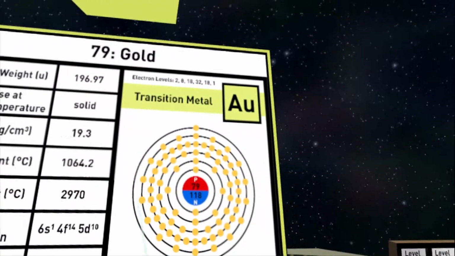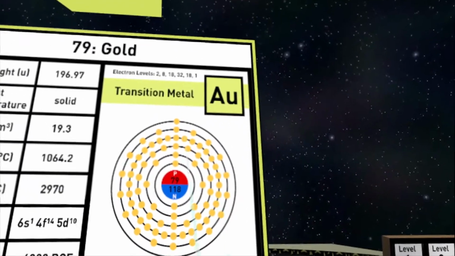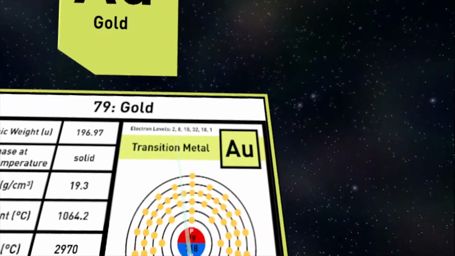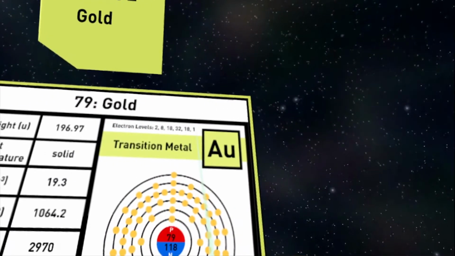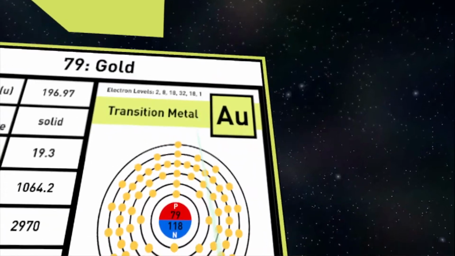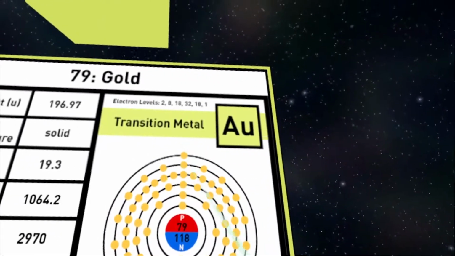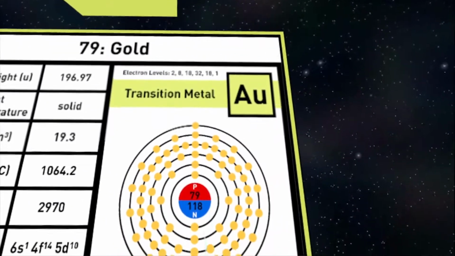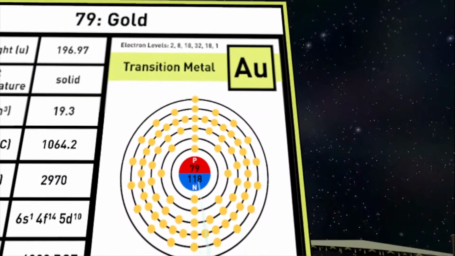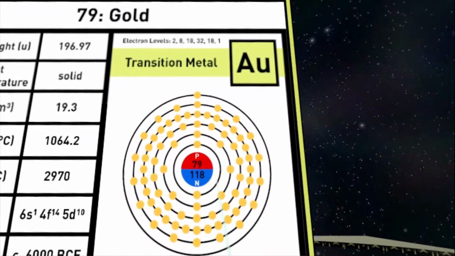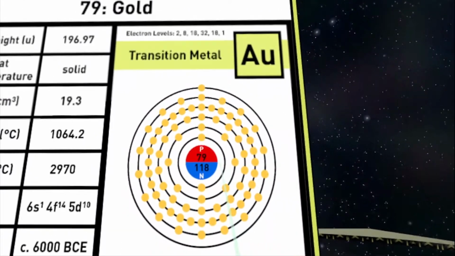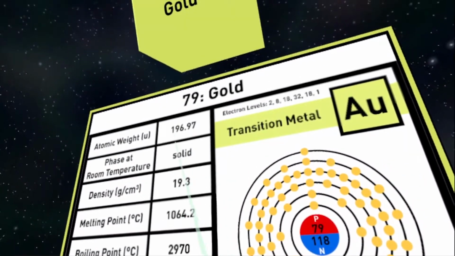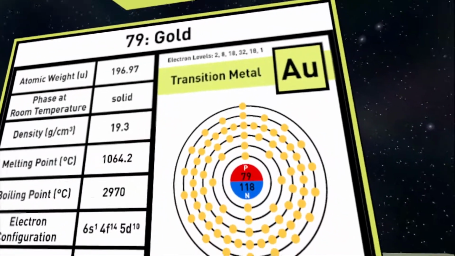Also over here on the right, we can see a diagram of its electron configuration and the electron levels listed out right here. So for example, that 1 on the end is that same one little electron that we're seeing in that outermost shell right there. We can also see that we have 79 protons and 118 neutrons that together add up to that atomic weight of right around 197.